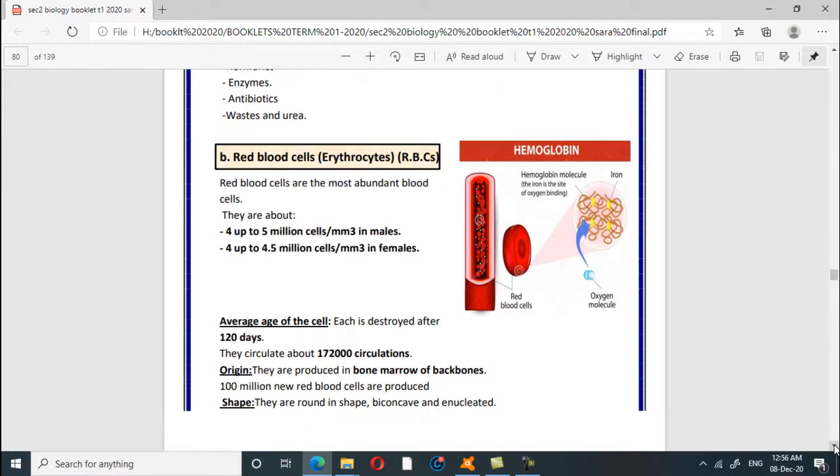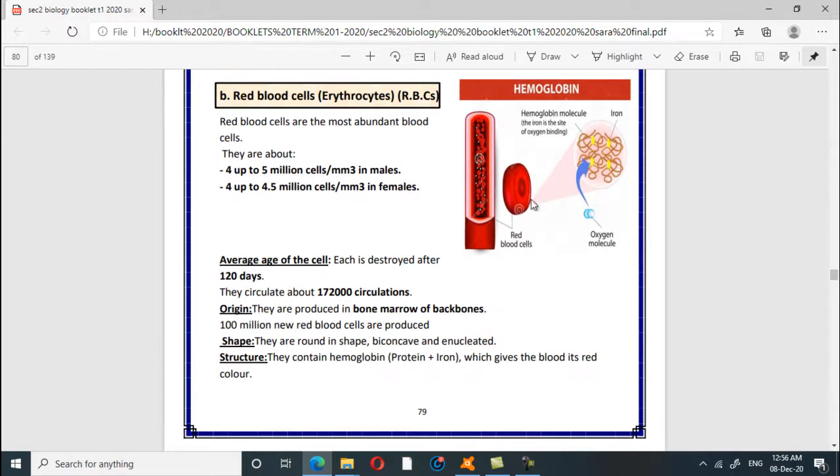The number of red blood cells differs between males and females. In males, it is from 4 up to 5 million cells per cubic millimeter. In females, it ranges from 4 to 4.5 million cells per cubic millimeter. The average life span of the red blood cells is about 120 days, or about 4 months.